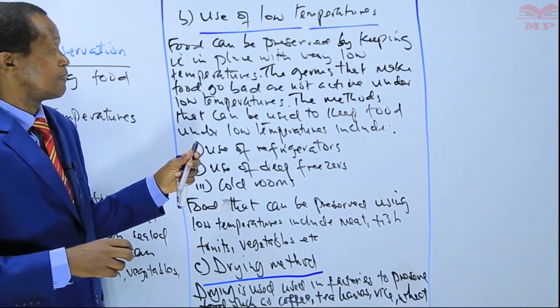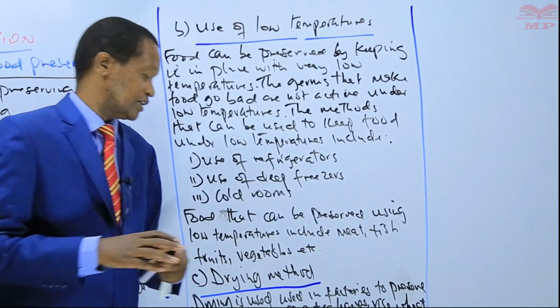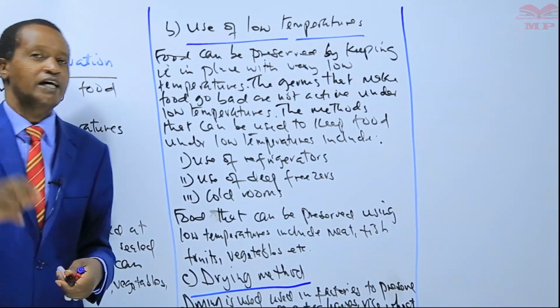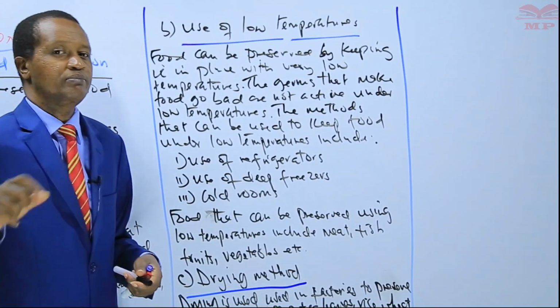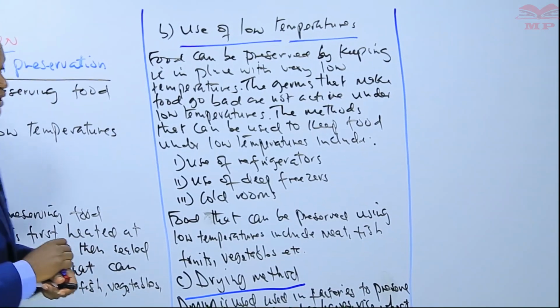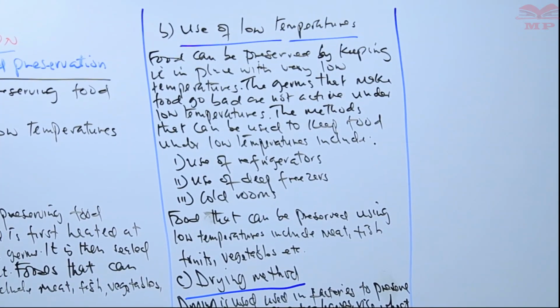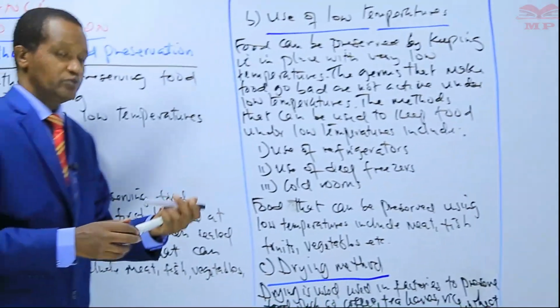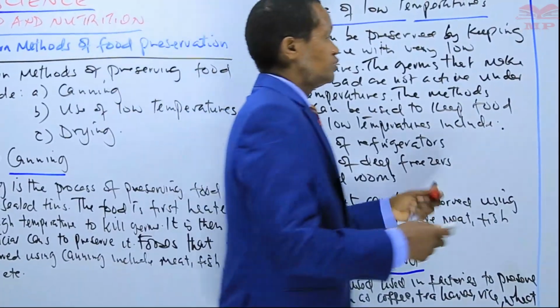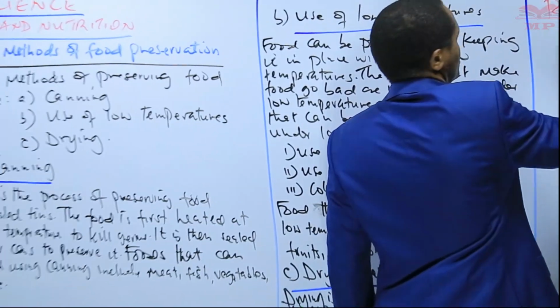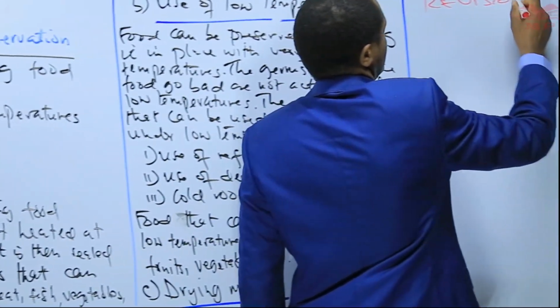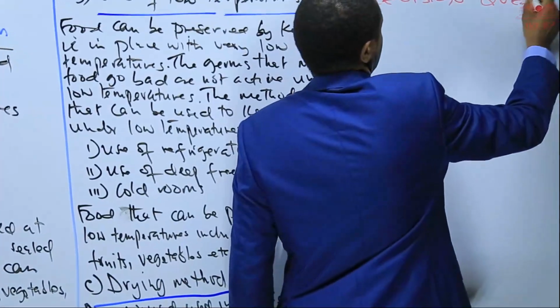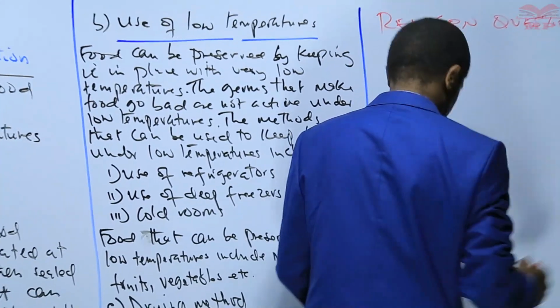So these are three main methods of preserving food under the modern method. And learners, that will mark the end of our today's lesson, where we've discussed modern methods of preserving food. I'm now going to give you revision questions.